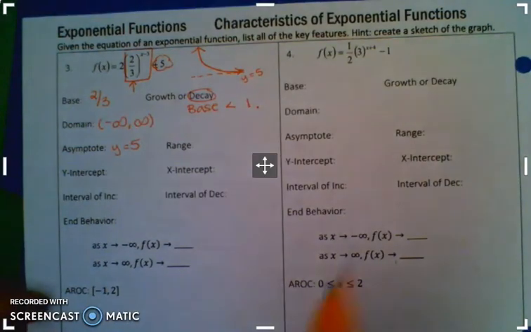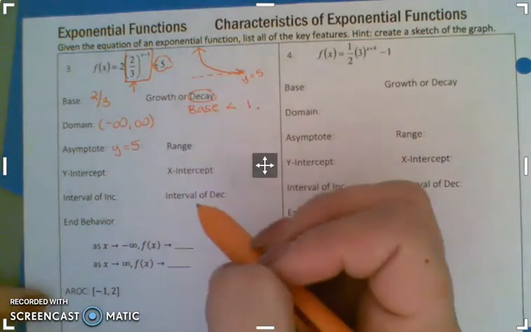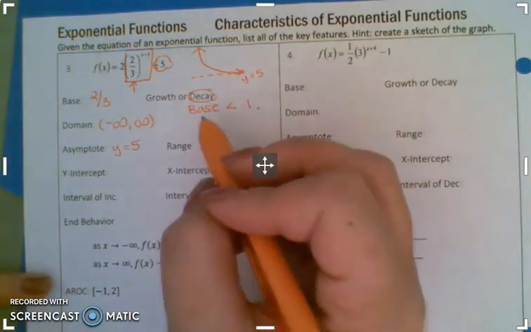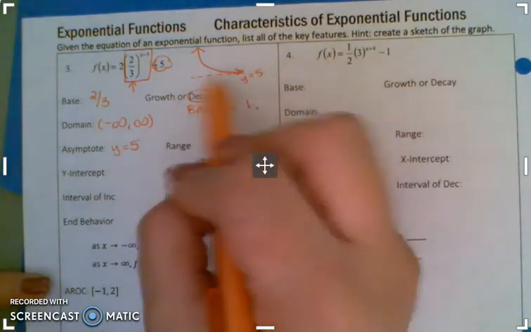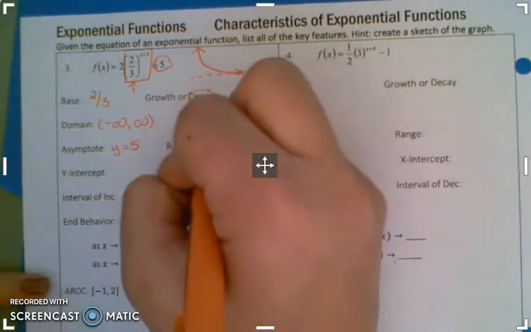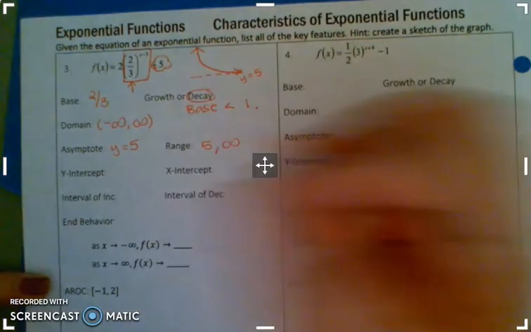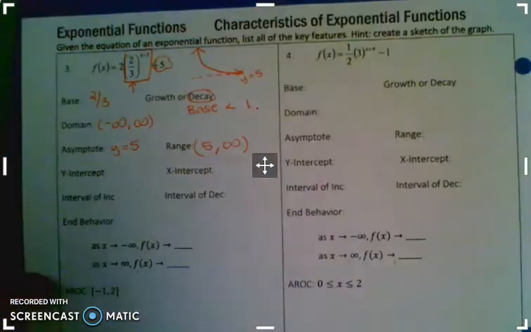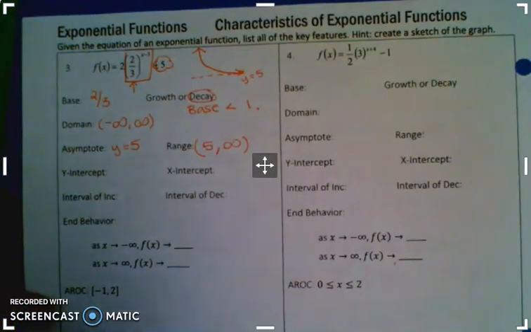So based off of this graph, I can figure out the range. Remember, your range goes from bottom to top. And again, this has a bottom. The asymptote is your bottom. It's your floor. So 5 to infinity. And with all of these, you get parentheses. You cannot touch the asymptote, and you can't ever get to infinity.